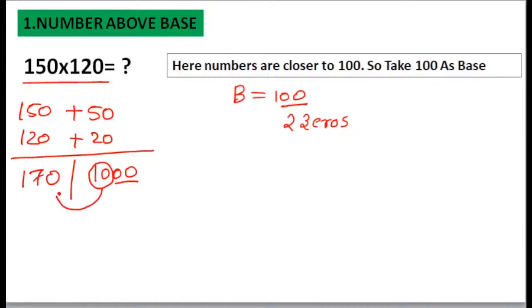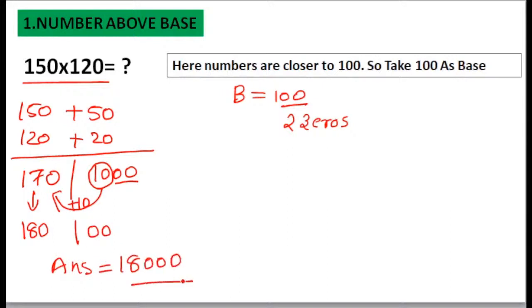So the remaining 10 will be carried over to LHS. That means 180 is your LHS and 00 will be your RHS. So your answer will be 18,000.